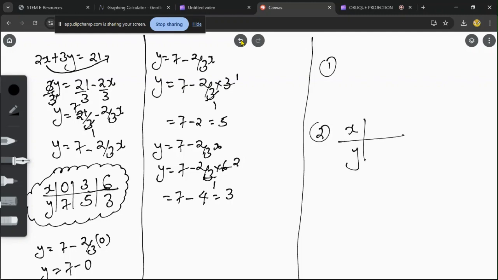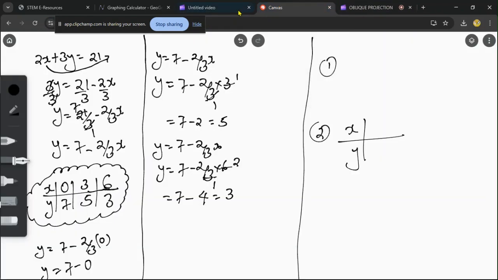The second one is x, y. Here you have 0, which I'm picking, and 7. Then you have 3 and 5. And you have 6 and 3. This one is for which equation? This equation, which is 2x plus 3y is equal to 21.